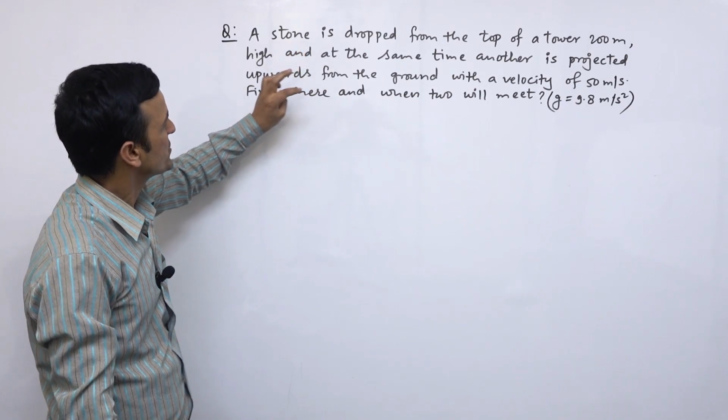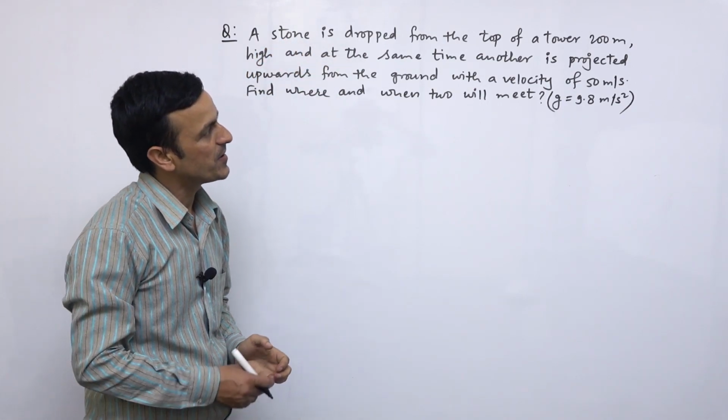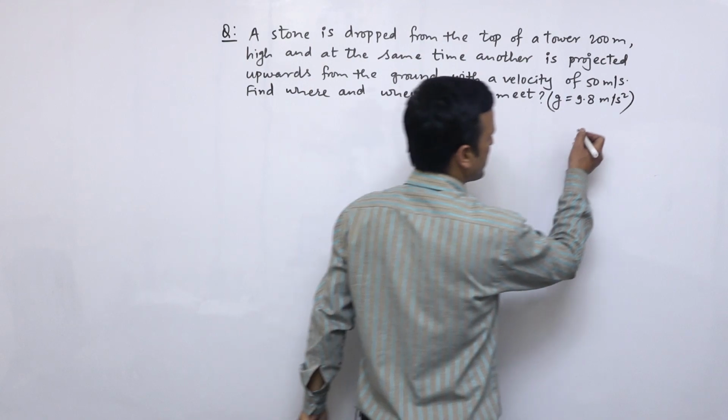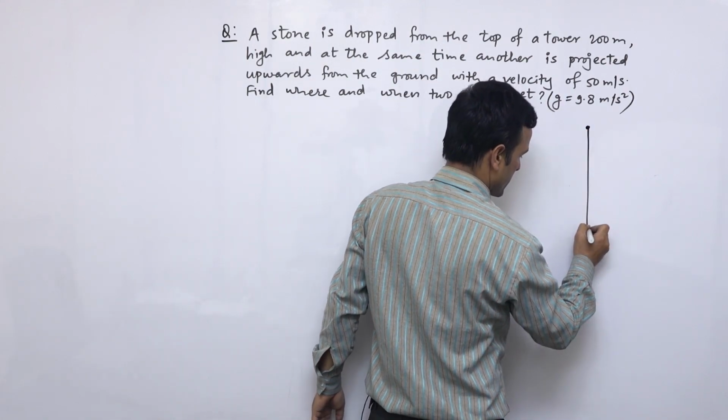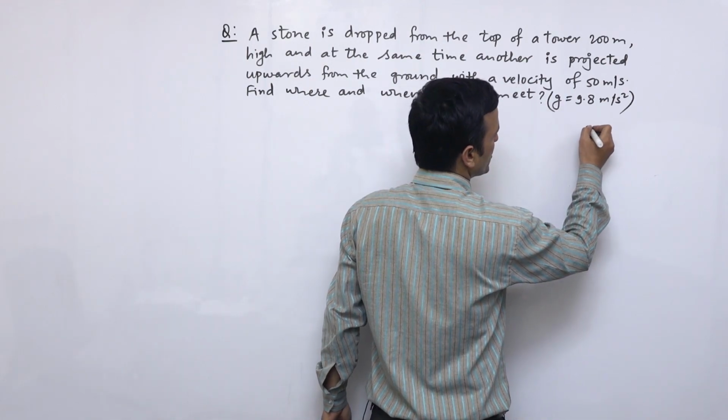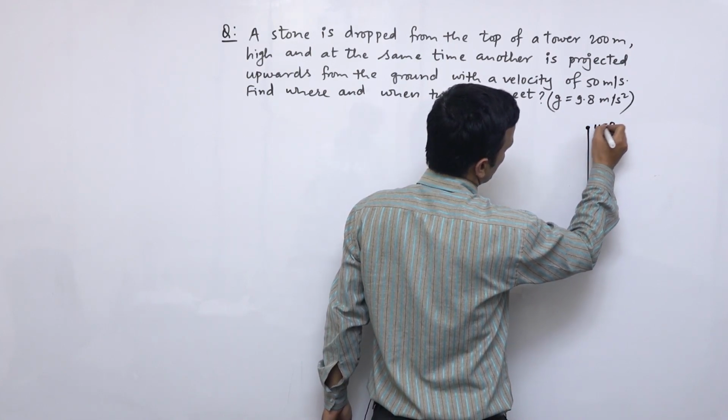So here in this question, a stone is dropped from the top of tower. So we have one tower here. हामी चाहिँ एउटा टावर छ. This top of the tower means u is equal to 0.